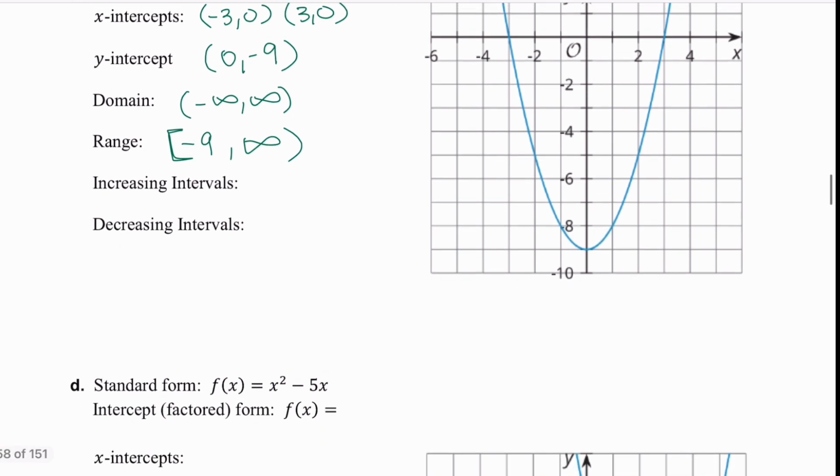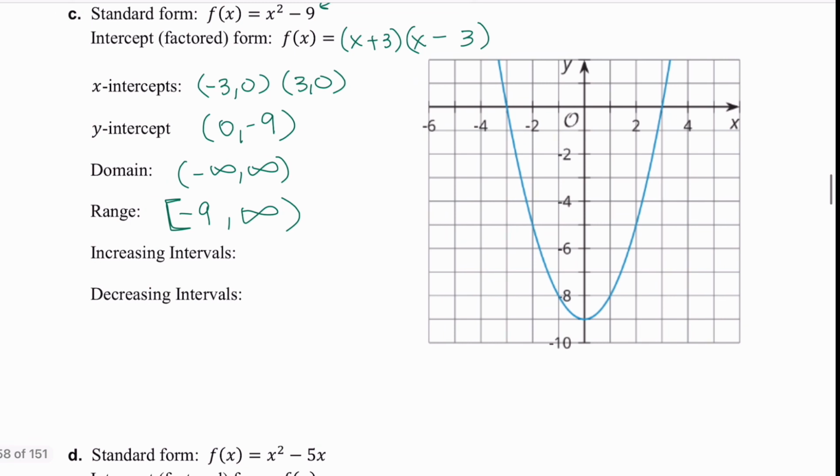For our increasing intervals, we're starting at 0 and we're going up, up, up forever. So from 0 to infinity, it is increasing in the x value. So here's where x is 0, and then it just keeps going on forever. So we're going to put a parenthesis around 0 and a parenthesis around infinity.